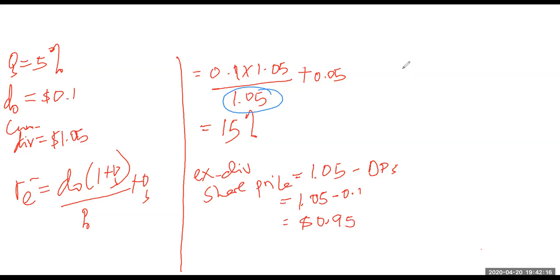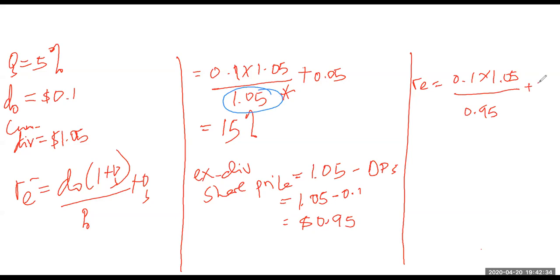Therefore, if we want to apply the formula, KE is D naught, 0.1, times 1 plus the growth, 0.05, divided by, and don't forget here we now use our ex dividend share price, 0.95, plus the growth, 0.05. That will give us what should be the cost of equity. Don't forget, if it is cum dividend, you must get the ex dividend share price.